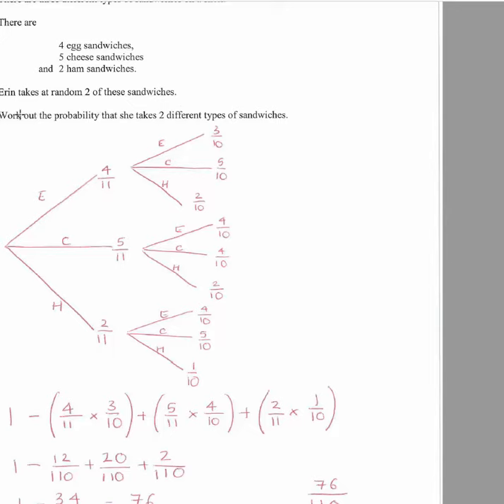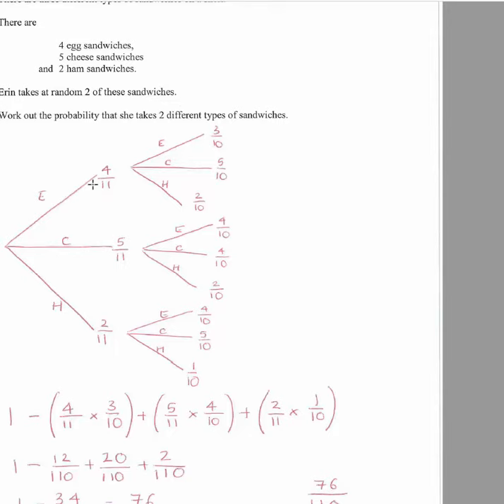Now it says, work out the probability that she takes 2 different types of sandwiches. Now, it sounds first of all like that's got to be a lot of work, because how could that happen? It could be egg and cheese, egg and ham, cheese and egg, cheese and ham, ham and egg, ham and cheese. Okay, that's a lot of multiplication to do. Here's a much quicker way. If you think about it, the sandwiches that she chooses are either going to be different or they're going to be the same. So if you find the probability that the sandwiches are the same and take that away from one, what's left is the probability that they'll be different. And that's a quicker way of doing it.